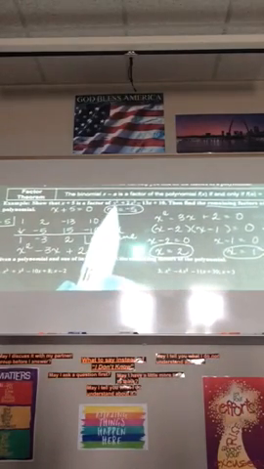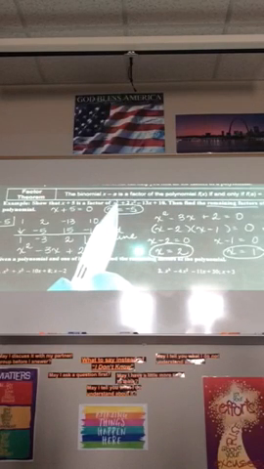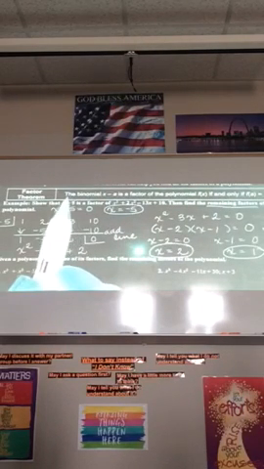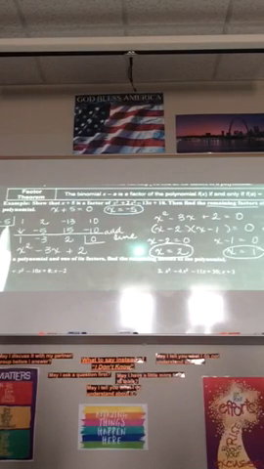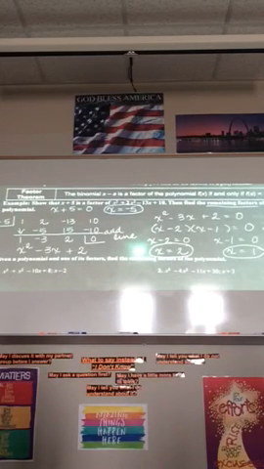So I began with a third degree polynomial. I was given one factor. I divided out that one factor and was able to use the quotient to find the remaining two factors.